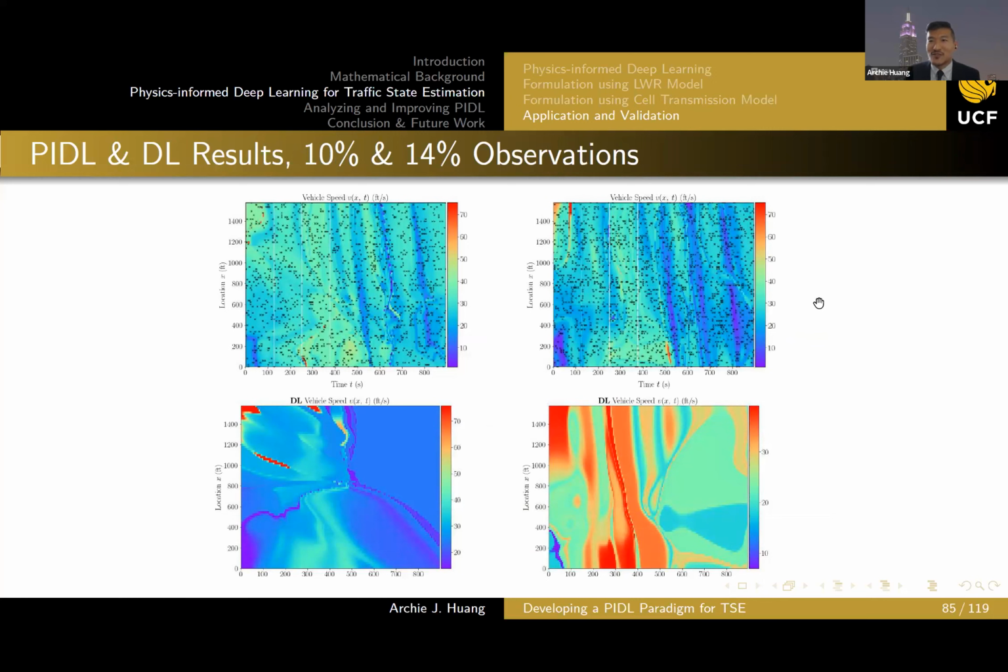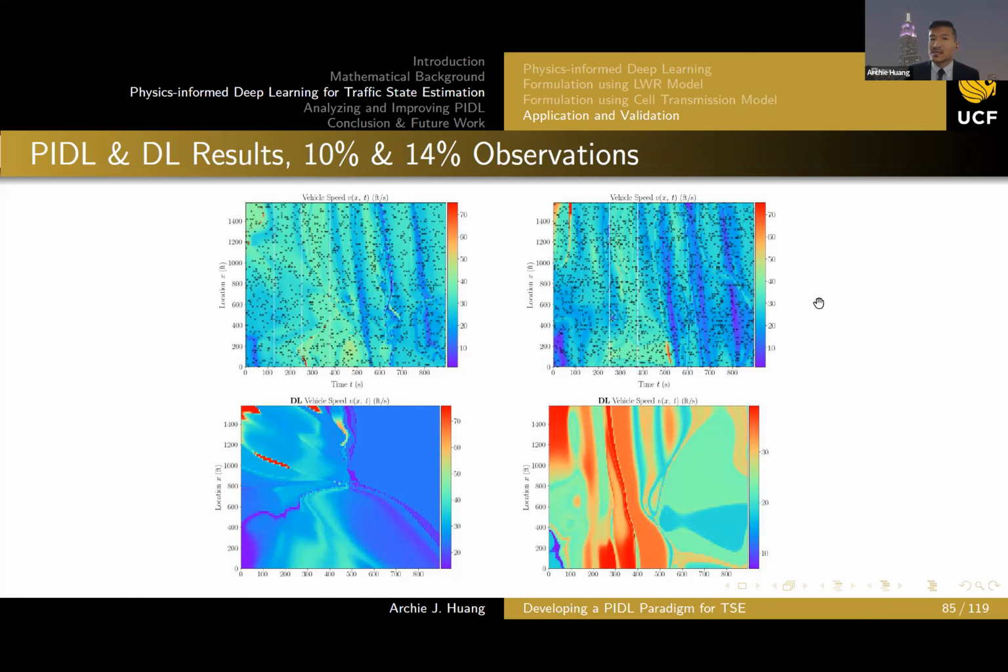This slide presents the reconstruction results given 10% or 14% of the observations. On the left column, on the top is the PIDL reconstruction, or PIDL for KIC, using 10% of observations, and on the lower left, that's the DL model with 10% observations. On the upper right, that's PIDL with 14% of observations, and in the lower right, that's the DL with 14% of observations.